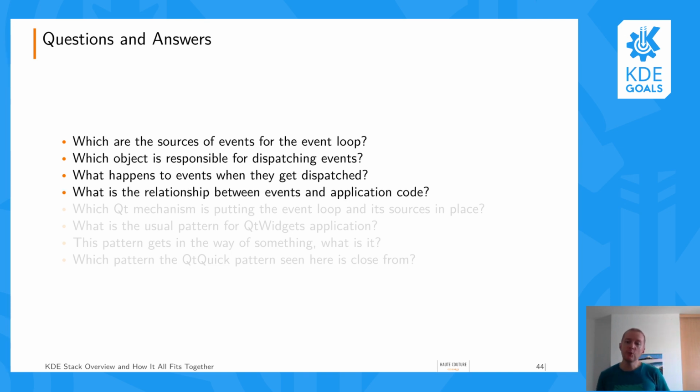What is the relationship between events and application code? So your source code runs because of an event. Okay, there's an event which has been received somewhere that triggered something which trickled down to some of your objects. Okay, that's more what I was fishing for there.